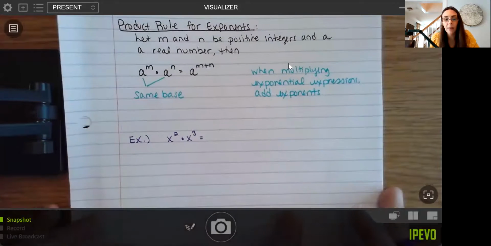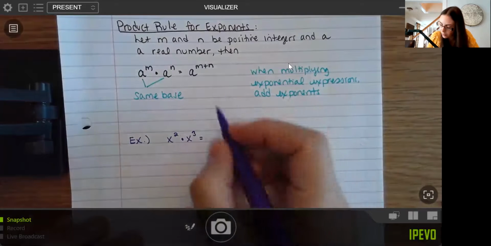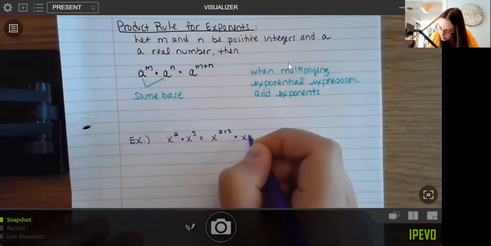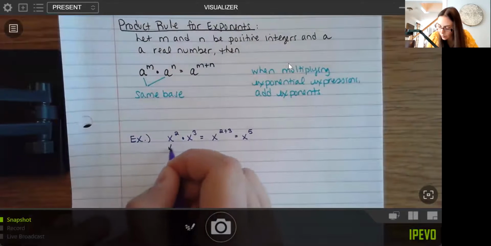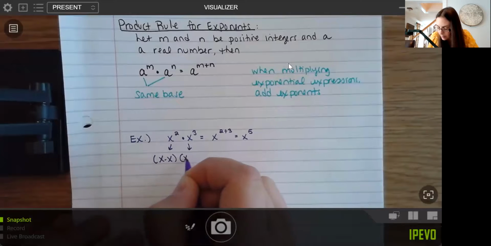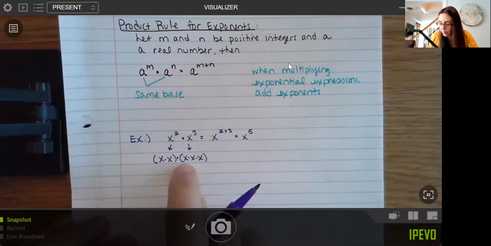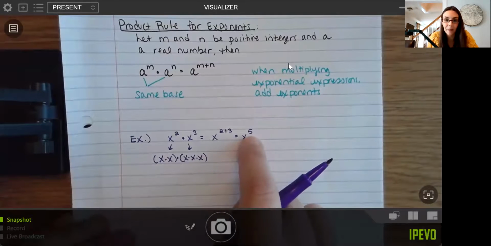So x squared times x to the third. Notice that they have the same base. They're both x's, right? So all you have to do is do 2 plus 3, and the answer is x to the fifth. That's it. And this should make sense, right? Because x squared is x times x, and x cubed is x times x times x. So if you think about it, you have 1, 2, 3, 4, 5 x's all together, which is where the x to the fifth comes from.